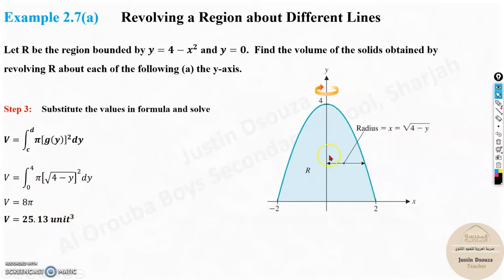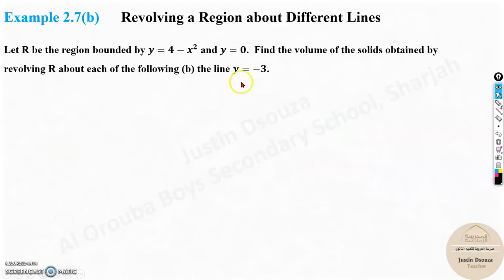It's very simple. It is not a washer problem. It is a simple disk problem. This is the disk formula. Now we will see over here the line y equals minus 3.